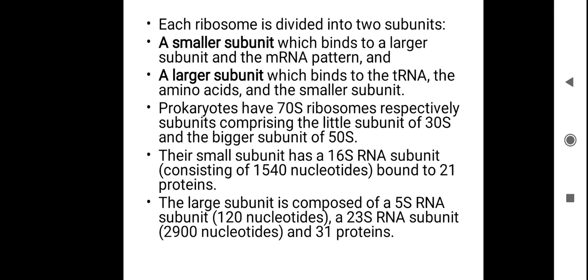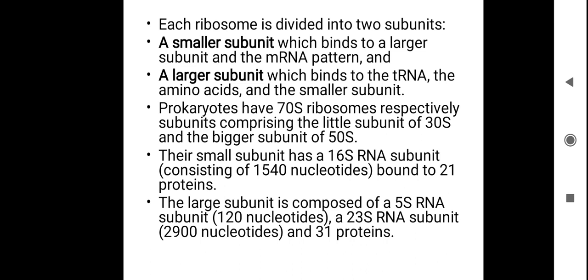Now, majorly these ribosomes get divided into two subunits, a smaller subunit and a larger subunit, named on the basis of their size. The smaller subunit binds to the larger subunit and the mRNA, and the larger subunit binds to the tRNA and the amino acid, and to the smaller ribosomal subunit.